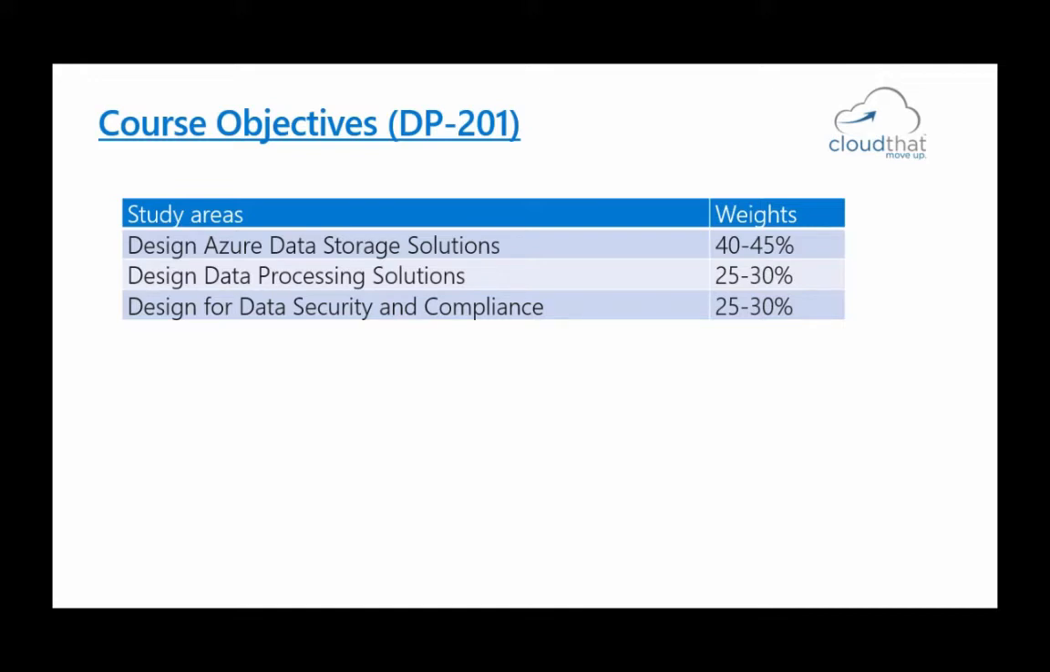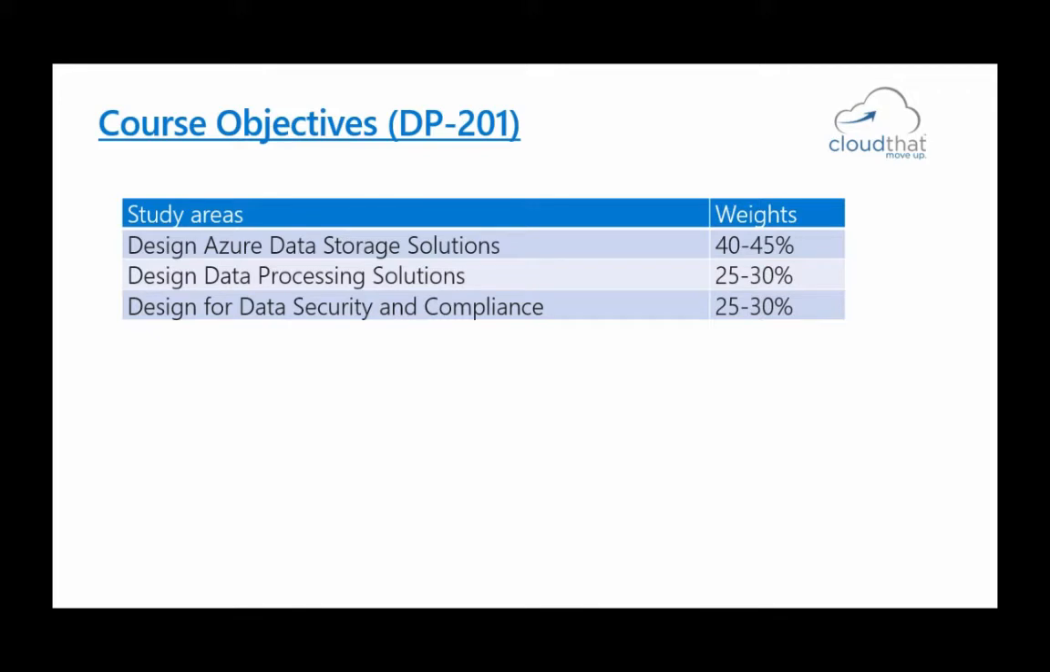Such questions will show up in your examination for the designing data security and compliance segment. Again, this segment weighs somewhere around 25 to 30%, similar to the previous segment. This segment also will have 15 to 18 questions for your DP-201 examination, right? Now, just a caution that I would like to give: DP-201 is changing from 26th of March.